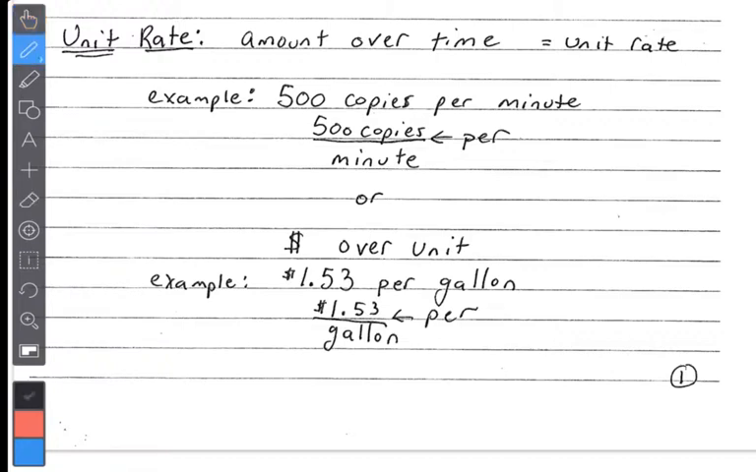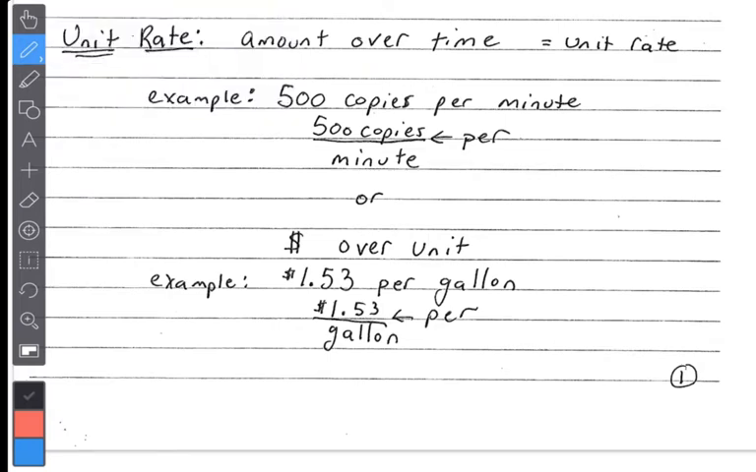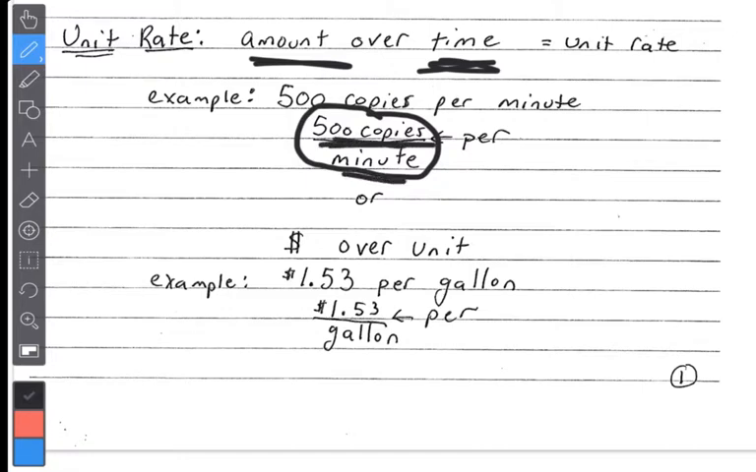Couple things. Let me just get my marker. One is when we do unit rate or units, when we're talking about rates, we want to do whatever the amount is. It could be copies, it could be anything like that, but over time. So time's going to come as basically the denominator. So when we write a ratio or a rate, it's going to be like a fraction. So I have the amount, which is 500 copies, over minute. So it's 500 copies per minute.